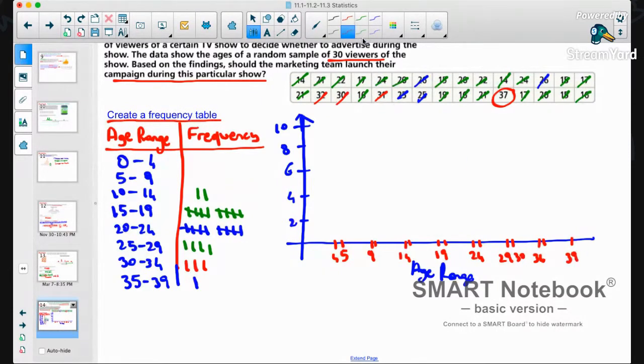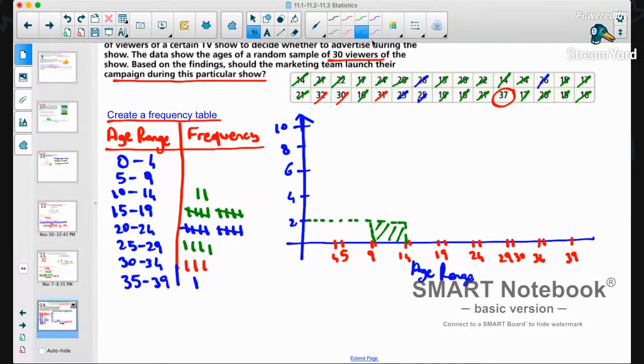I'm going to create the bars now. Between the 0 to 4, the frequency is 0. 5 to 9, the frequency is 0 as well. So that's why I'm not going to graph any bar. Now 10 to 14, there are 2 people. So which means that the frequency between the 10 to 14, sorry, is going to be 2.